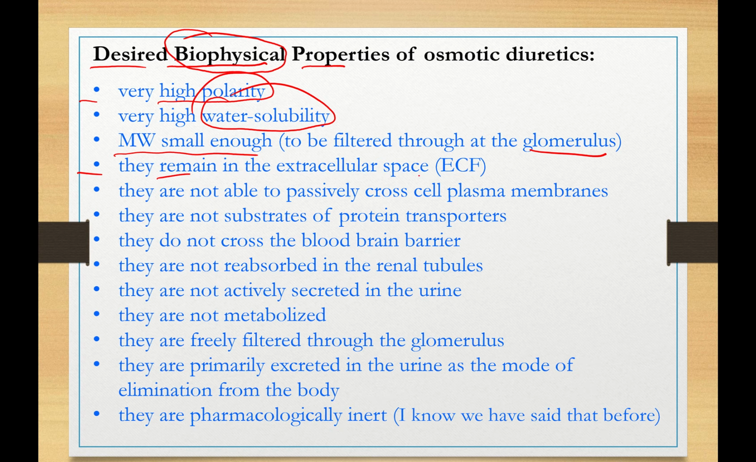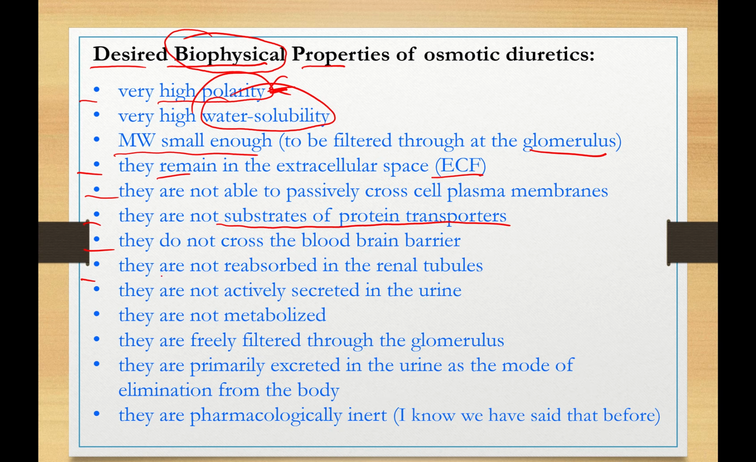They remain in the extracellular space. They cannot cross the plasma membrane. They cannot get inside the cells because they have no hydrophobicity and they are very polar, okay? Also, they don't get inside the cells because they are not substrates of any protein transporters. So passive diffusion is not a choice here because they are very polar. And at the same time, because they are not substrates of any protein transporters, they cannot actively be transported inside the cells. They do not cross the blood-brain barrier.